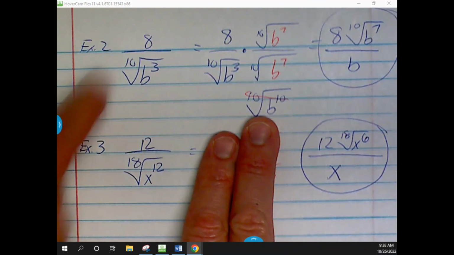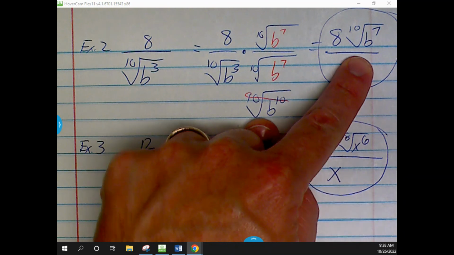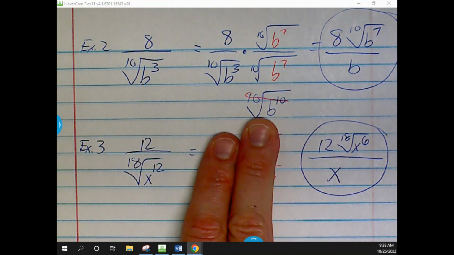Same thing here. You had 10 minus 3. We're going to put 7 on the top. We're going to take the radical off the bottom. So you can go ahead and make a little bit of a shortcut here.